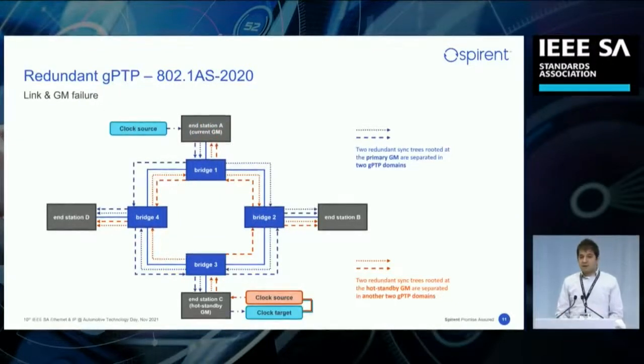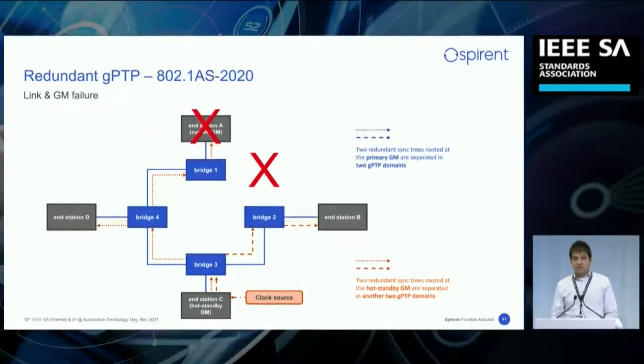And the third case, let's see what happens when both the link between bridge 1 and bridge 2 fails, and also the first GM fails. In that case, of course, you'll have fewer sync paths to distribute the time information, but we see that all the nodes will still receive time information. In this case, only from 1 path, so no redundancy, but still every node will be able to receive continuous information about the current time of the system.